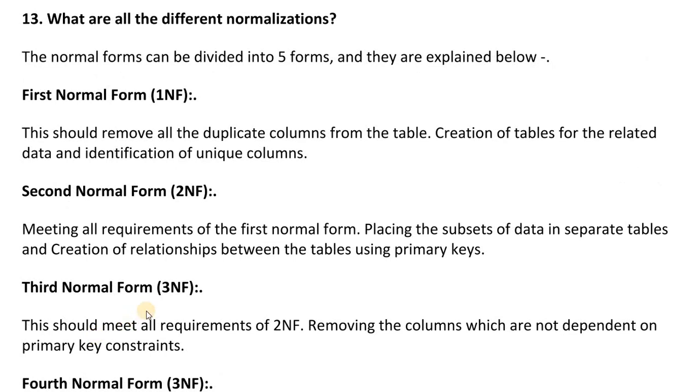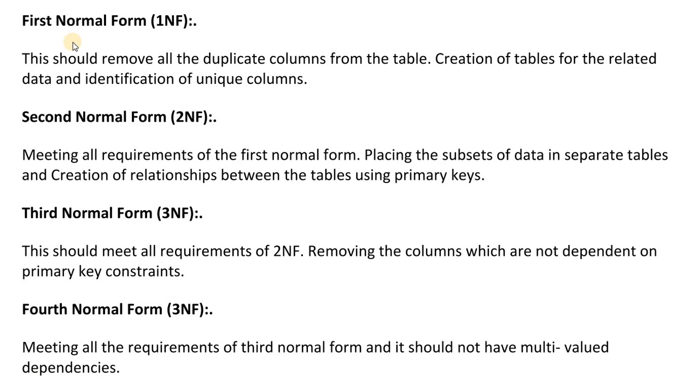What are all the different normalizations? The normal forms can be divided into 5 forms, and they are explained below. First normal form. This should remove all the duplicate columns from the table, create tables for the related data, and identify unique columns.